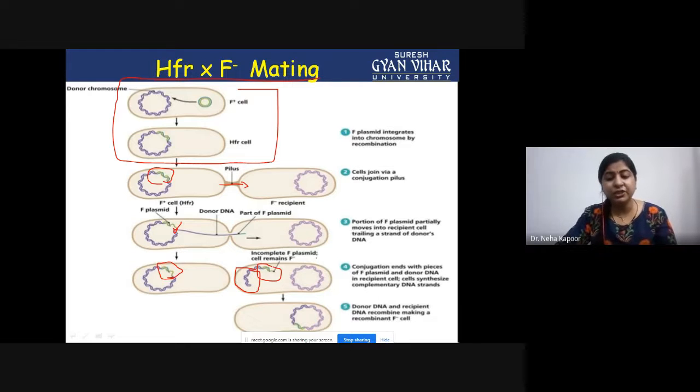So the conjugation ends with pieces of F plasmid and donor DNA in the recipient cell. The cell will start synthesizing its complementary DNA strands by rolling circle mechanism, and that donor DNA and recipient DNA will recombine to make a recombinant F negative cell. But it will remain an F negative cell because the complete F plasmid has not been transferred.